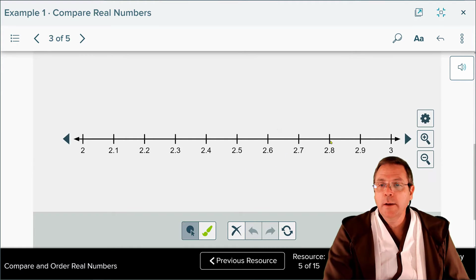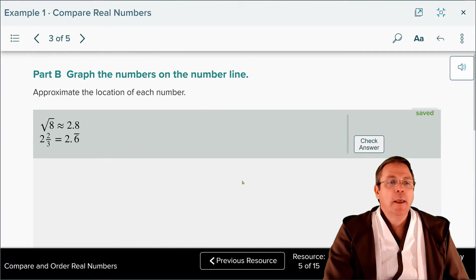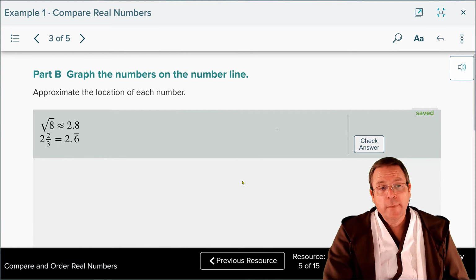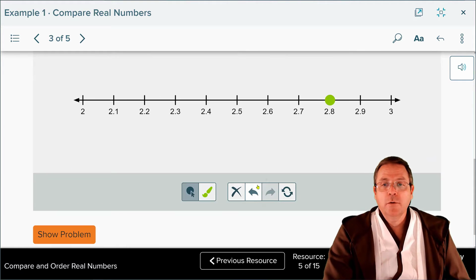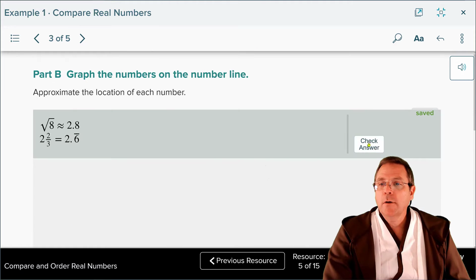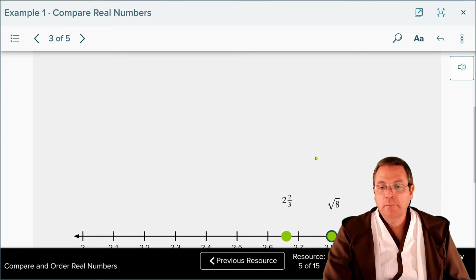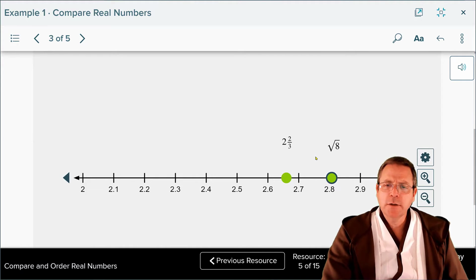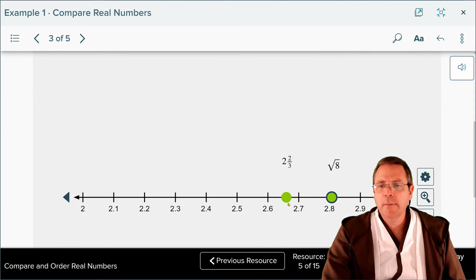So at 2.8, we're going to put a dot. And then 2 2/3, that's about 2.6. So at 2.6, we're going to put a dot as well. And from there, if we were to check our answers, we can see that they're the same place I put mine. Only actually, nope, it's not, because I missed something.